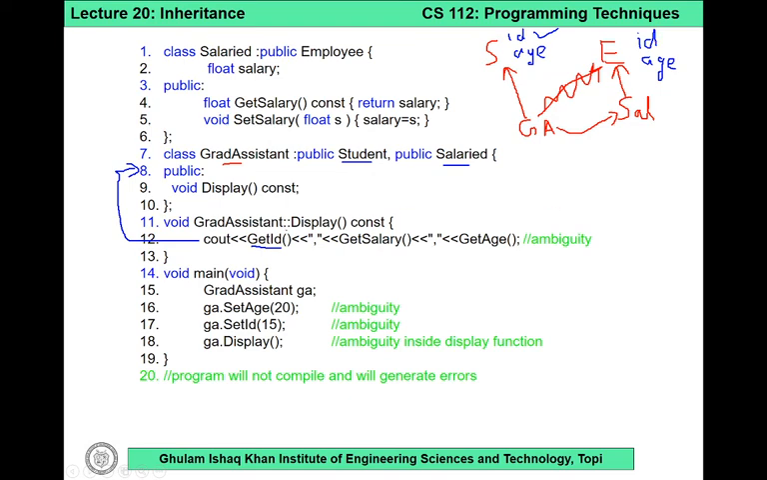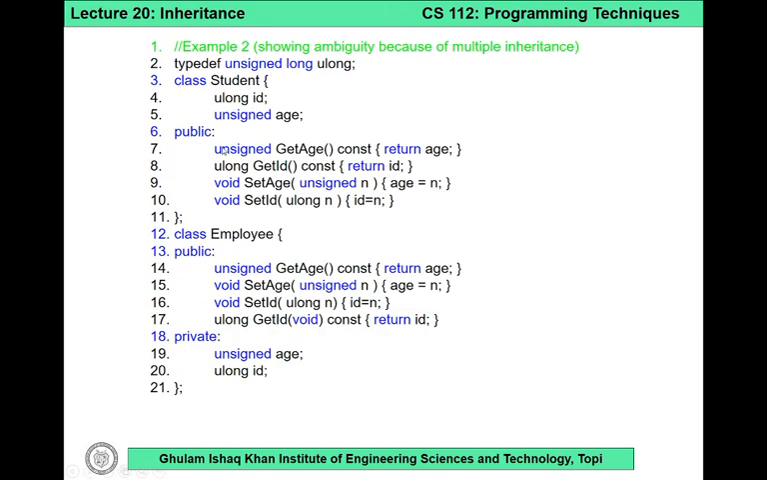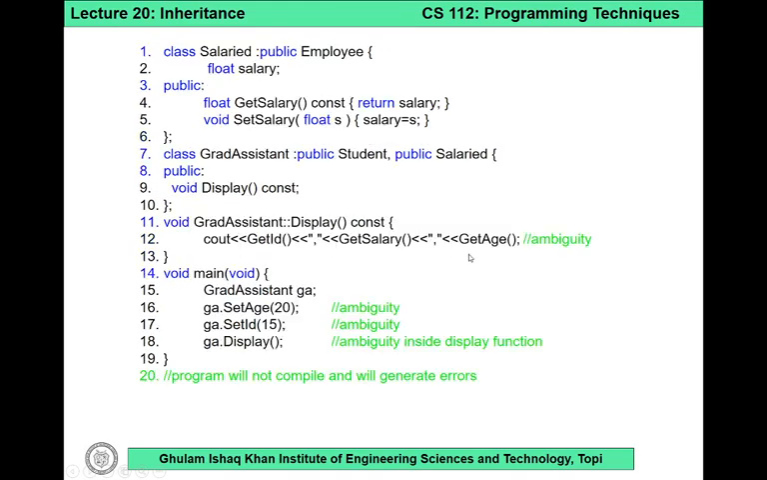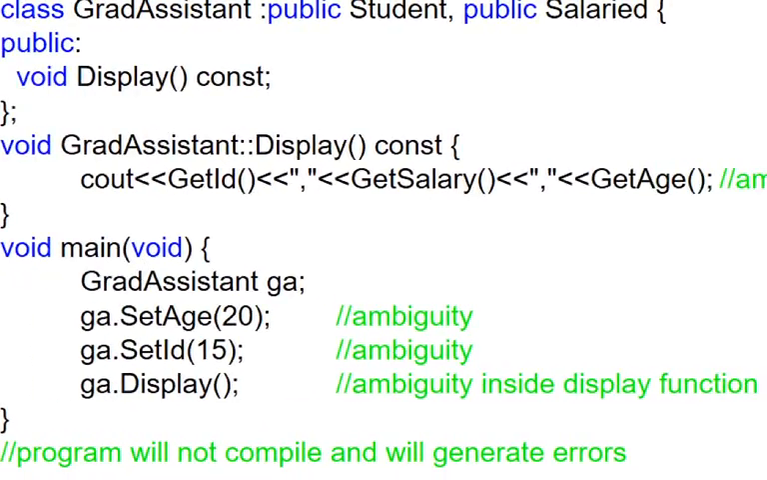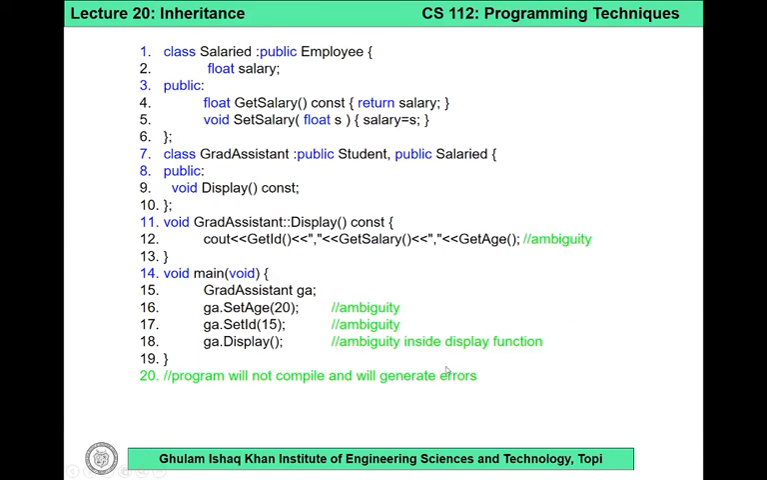So here, at this place we will have two get id functions, right? And here again we will have two get age functions, right? One from the student class, and the other from the employee class. So this results in an ambiguity, and this code is going to produce errors. So this was an example of how this naming conflict, you can call it naming conflict, you can call it ambiguity, occurs.